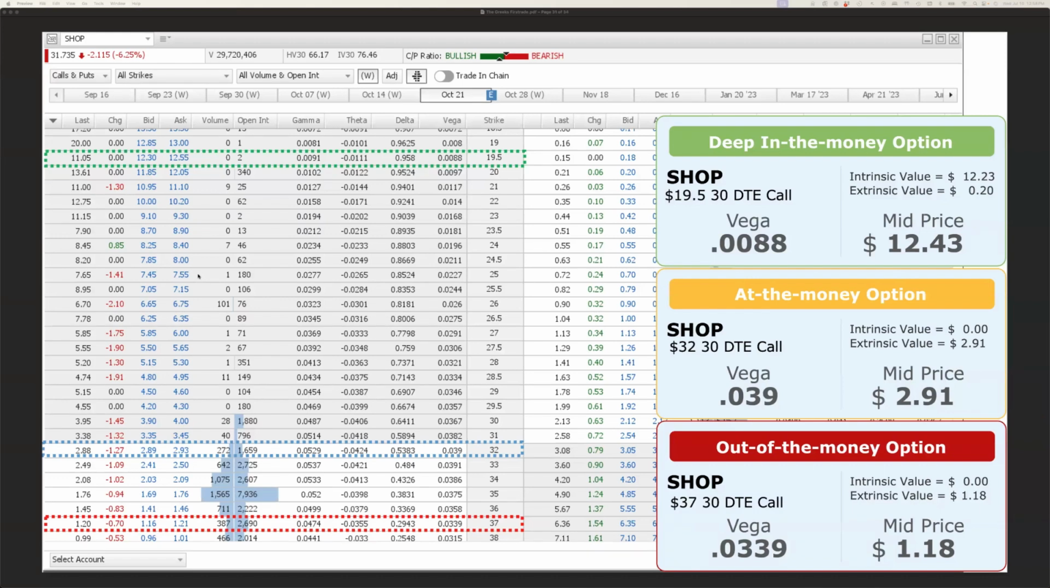Are the options play and options wizard the same place? Yes, it's the same platform, and First Trade just chooses to call it the options wizard.